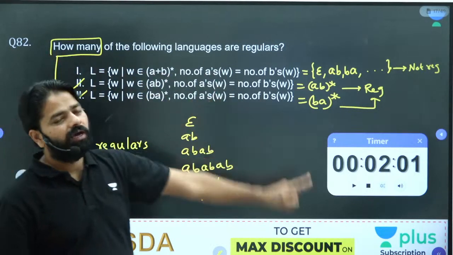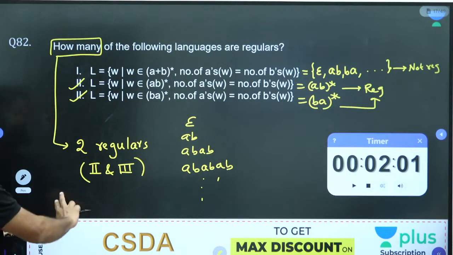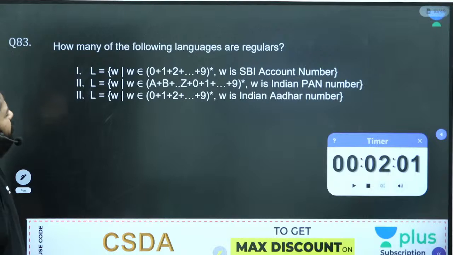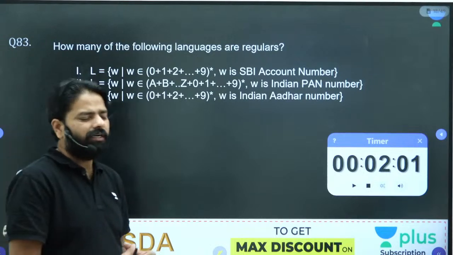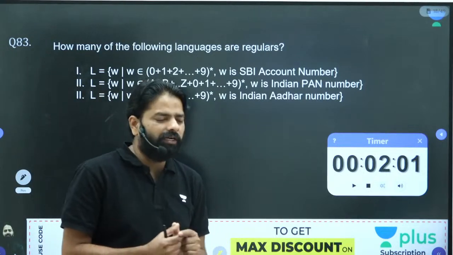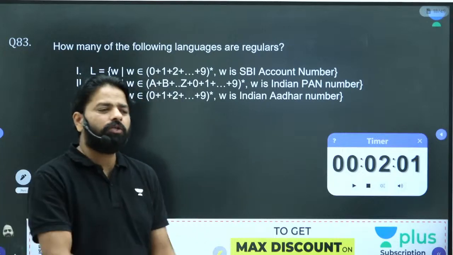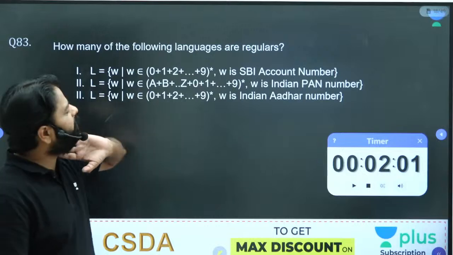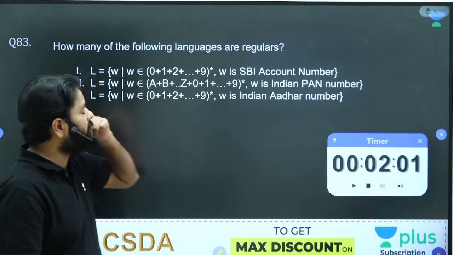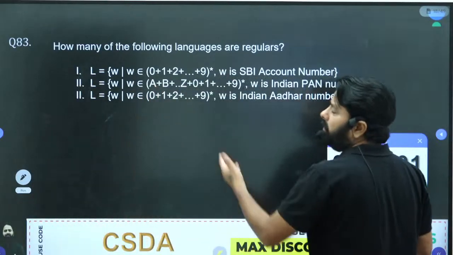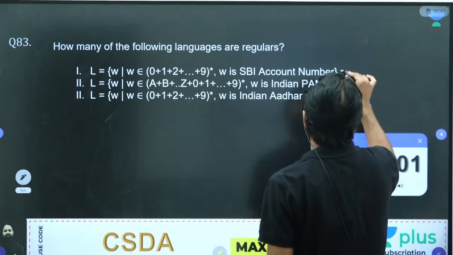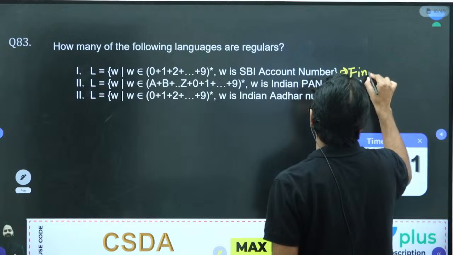Question is, how many languages are regular here? Out of 3, 2. Homework was given, right? Just tell me what is the right answer. How many of the following languages are regular? If you have an SBI account number, you have a particular number of digits, right? 11 digit account number, 12 digit, 13 digits. So you have a specific account number throughout India. Now the SBI account number has a fixed length. Assume an 11 digit number. So is this a finite language or not? How many 11 digit numbers can you form in (0 to 9)*? This is a finite language. You know, every finite language is regular.